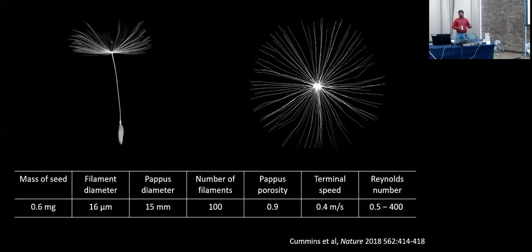These are some of the biological parameters that you will be interested to know. The most interesting parameters are the porosity, which is 0.9, so the pappus is a very porous structure, and its terminal velocity, which is around 0.4 meters per second. The Reynolds number in the experimental case was measured to be around 400, of the order of hundreds.